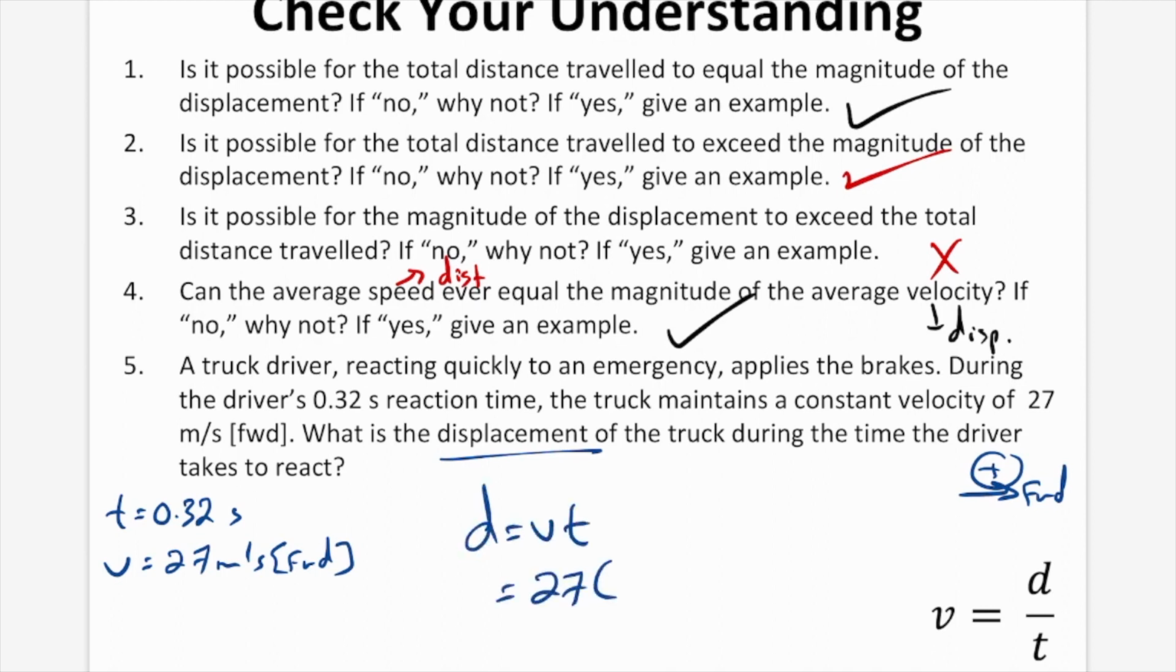Velocity is 27, time is 0.32 seconds. So we get a displacement of 8.64 meters per second forward. We have 2 sig digs in our question, therefore our answer is going to have 2 sig digs, and it comes out to 8.6 meters per second forward.